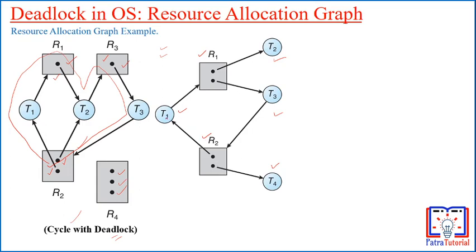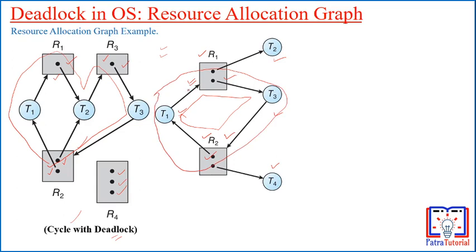Yes, it is there. T1, R1, T3, R2, then T1, right? So the cycle is there in this graph also. Okay, but is it in a deadlock state? Now see, T1 is holding one instance of type R2 and requesting R1, and T2 is holding one instance of type R1 and requesting R2. So this looks like it is in a deadlock state, right?